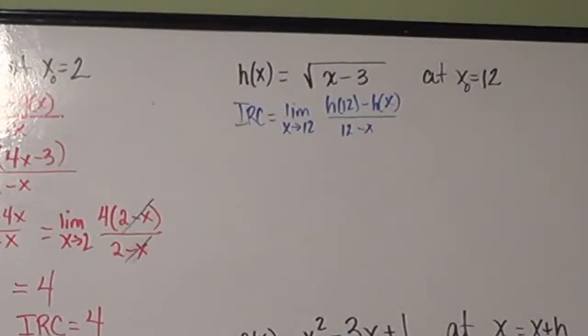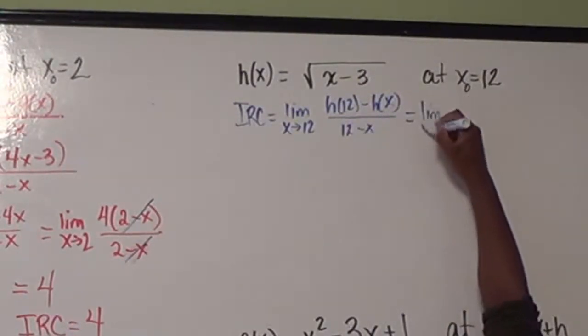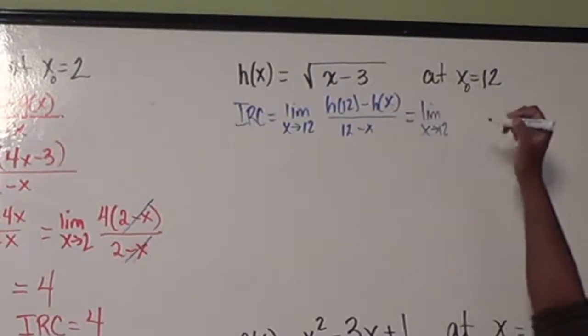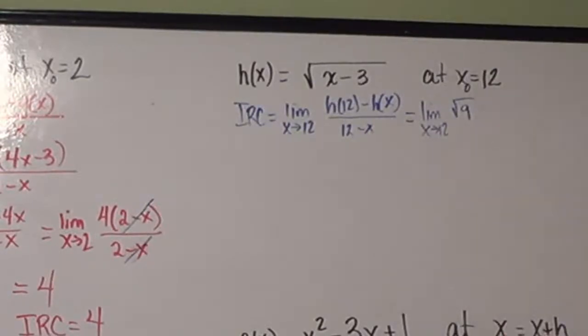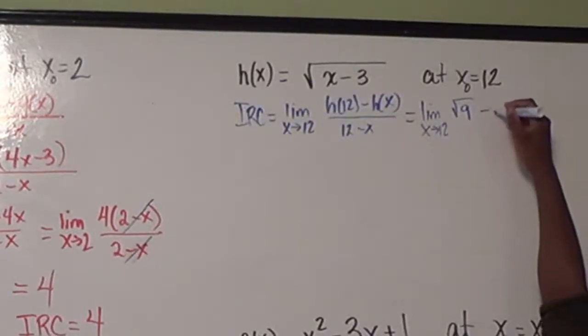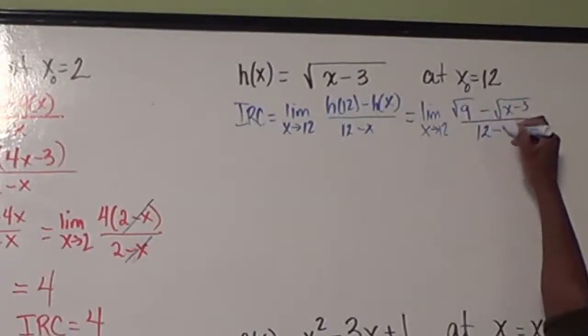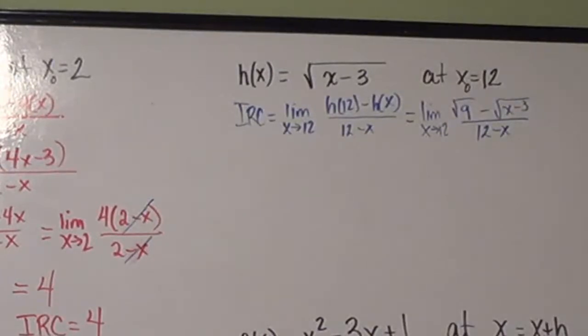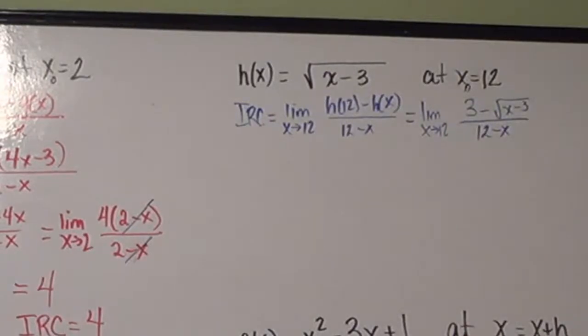Okay. Here again, we'll start by putting in the values. So limit as x goes to 12, h of 12 looks like the square root of 12 minus 3, which is just 9. We can simplify that down, minus the square root of x minus 3 all over 12 minus x. Okay. Again, notice square root of 9 is just 3. So again, we want to take the limit at this point.